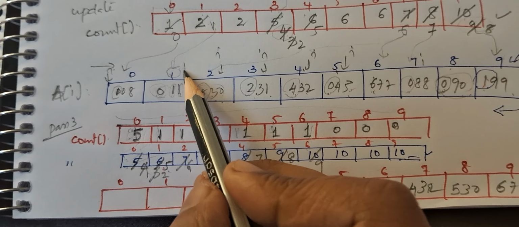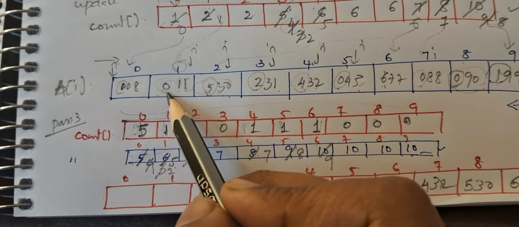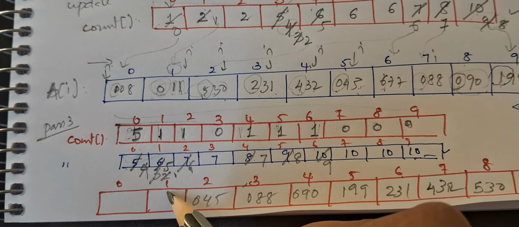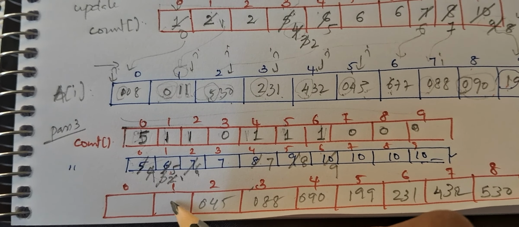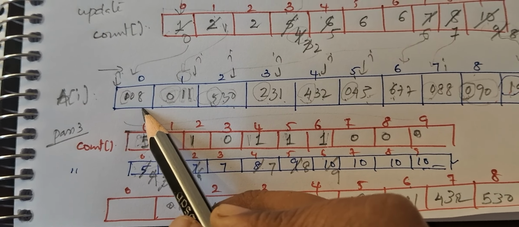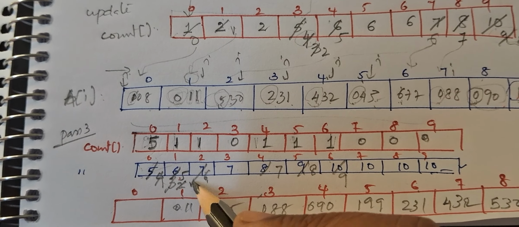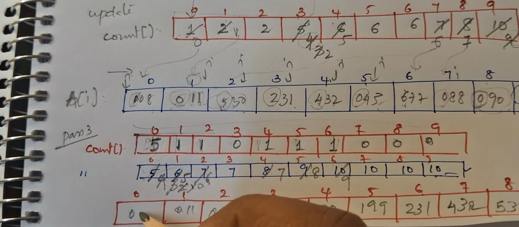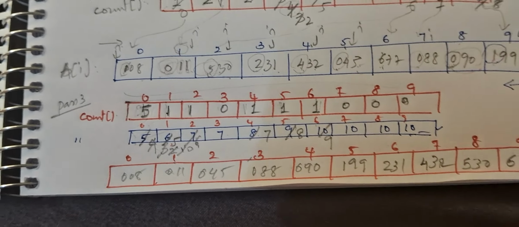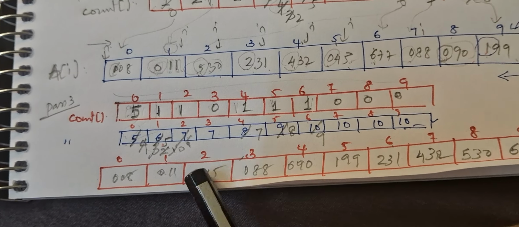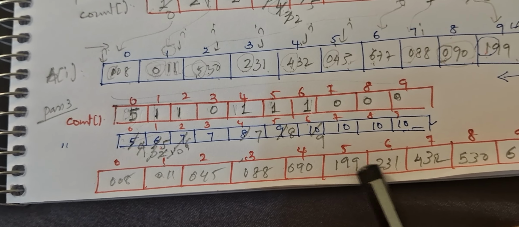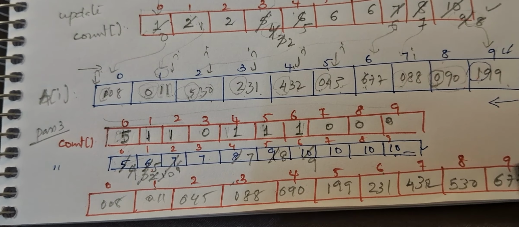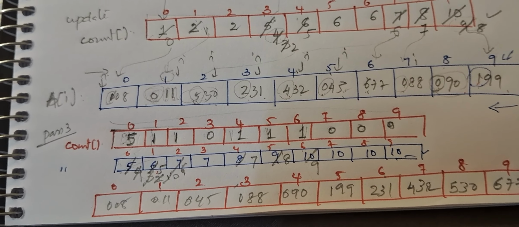Okay, then next is I pointing here, A of I equal to 11, first value 0, go to index 0, decrement the value by 1, so go to index 1 of final array and store the value here. Then 8, index is 0, go to index 0 of count array, decrement the value by 1 and store the result. Now check whether the array is sorted or not. Now this array is sorted: 8, 11, 45, 88, 90, 199, 231, 432, 530, 677. Okay, so like this we need to perform sorting by using Radix sort.